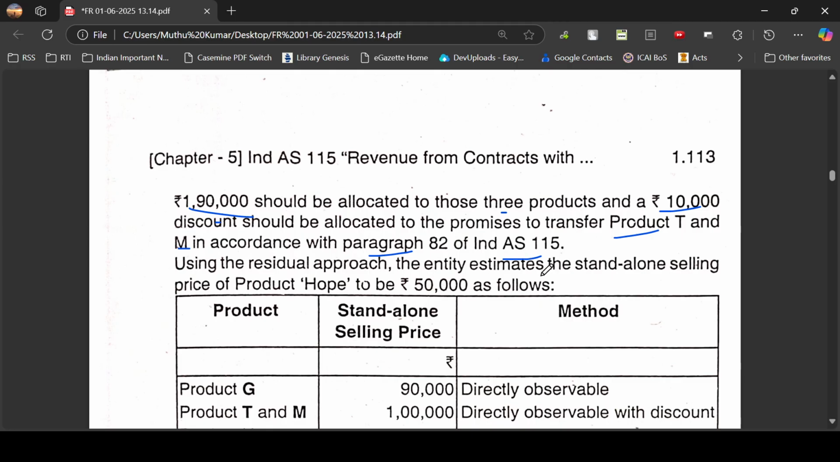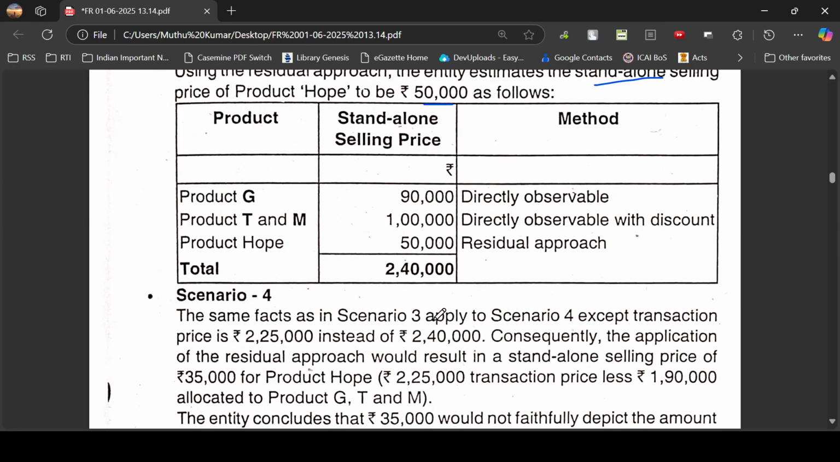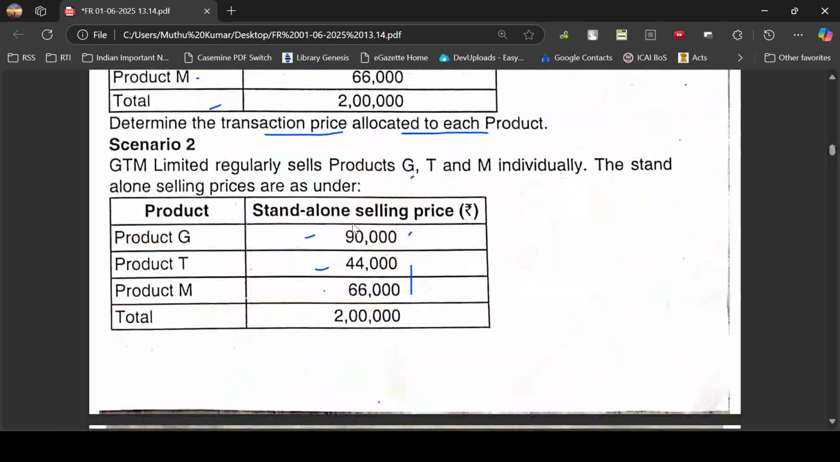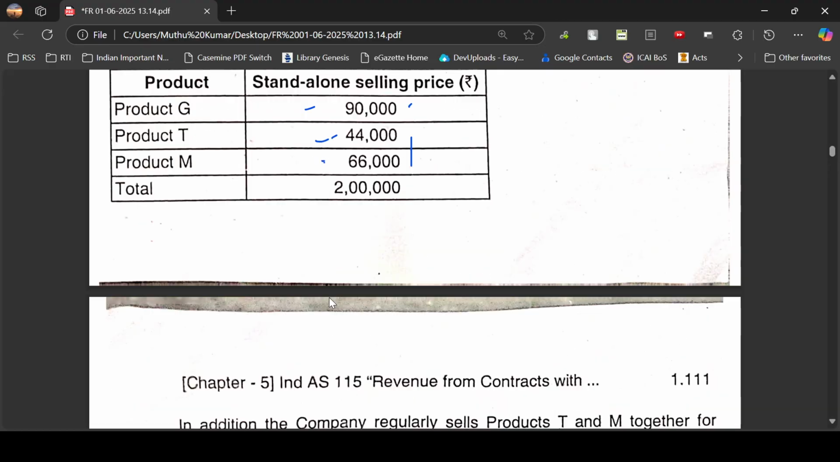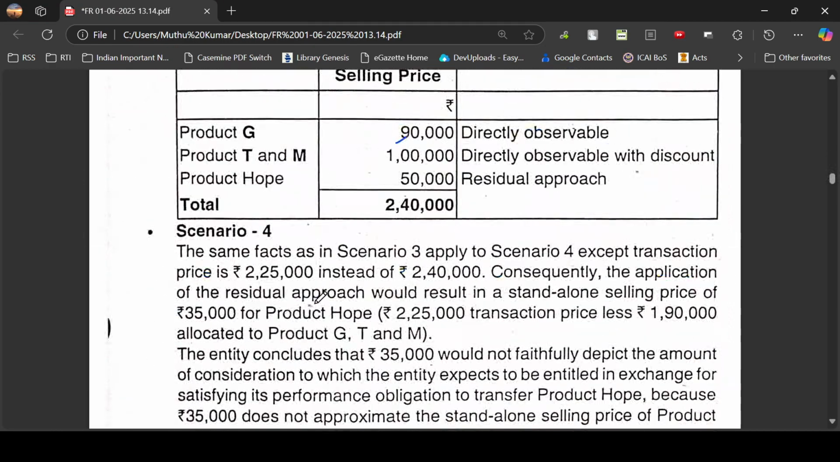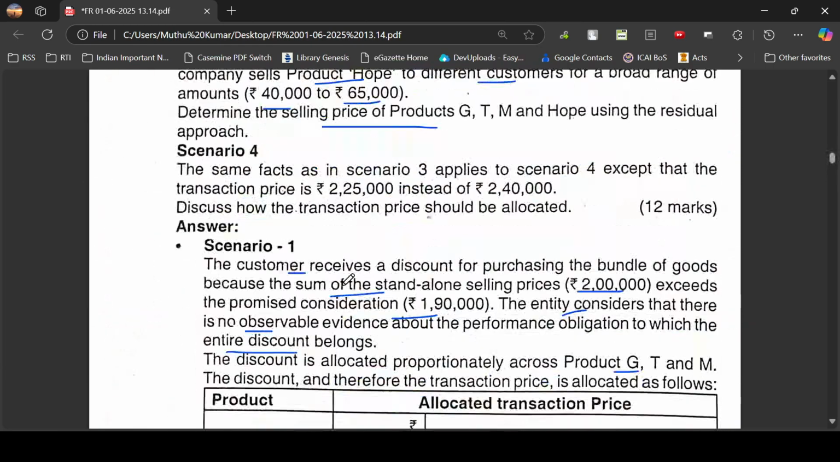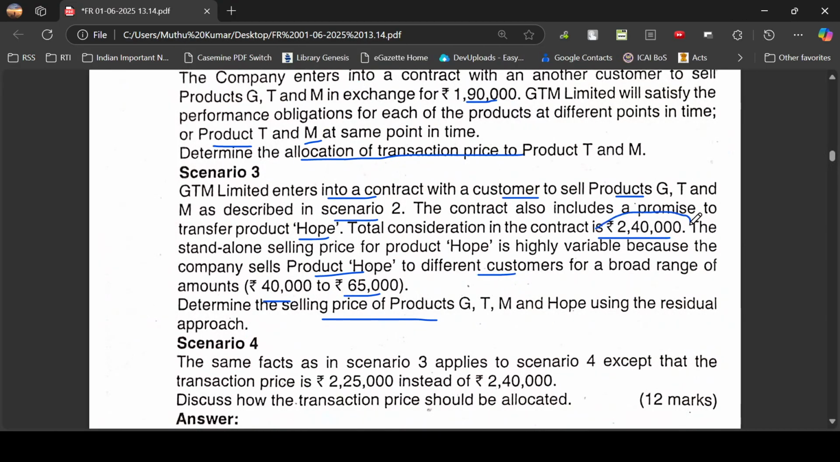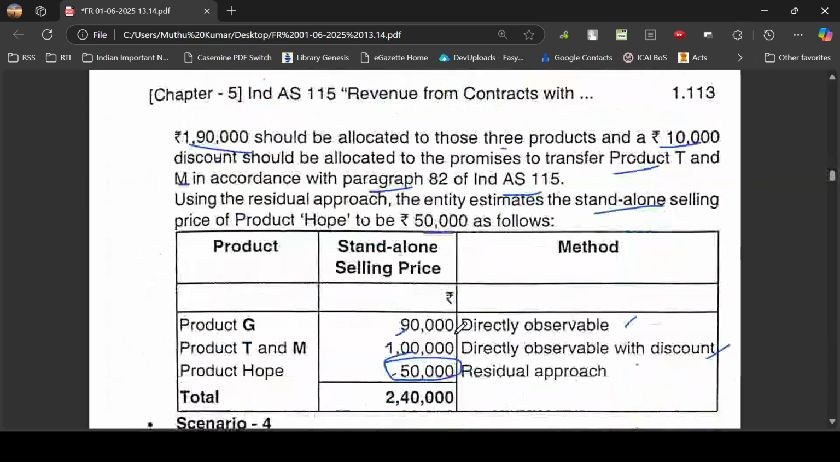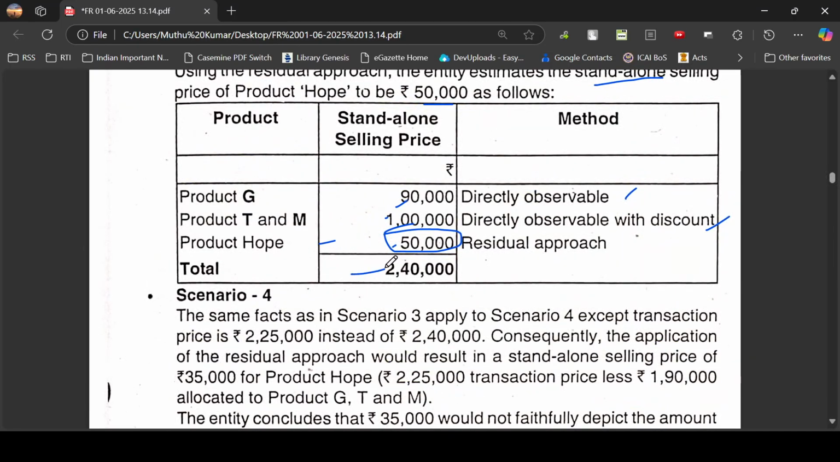Using the residual approach, the entity estimates the standalone selling price of Hope as 50,000. G is 90,000. T and M are 40,000 and 60,000. So that is also determined. 1 lakh, and Hope is only 50,000. Directly observable with the discount. Residually, 2 lakh 40,000 minus 1 lakh 90,000 is 50,000. Because in scenario 3 they clearly say 2 lakh 40,000. But we have 1 lakh 90,000. 2 lakh 40,000 less 1 lakh 90,000 is 50,000. So 50,000 is the residual approach. 2 lakh 40,000 totally.